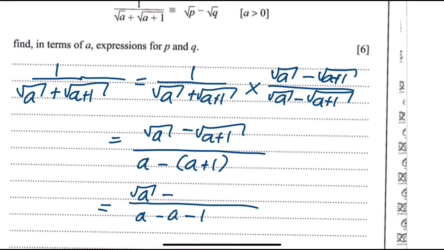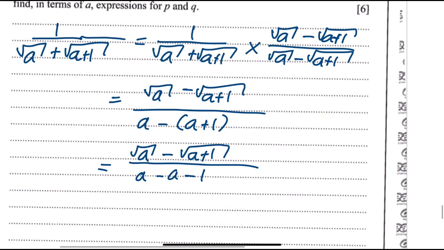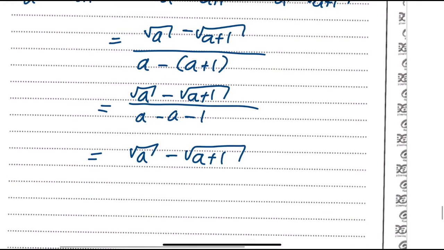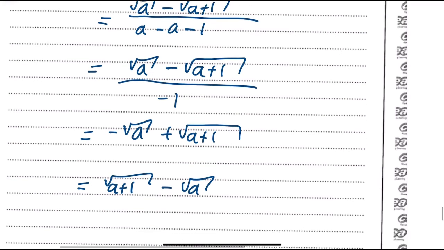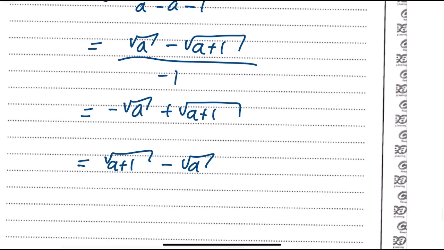Top line is root of A minus root of A plus 1, all over minus 1, which then you can sort out, and that's going to be minus root of A plus root of A plus 1, which, to write it their way, is root of A plus 1 minus root of A. So they had told us this was the same as root of P minus root of Q. So clearly P is equal to A plus 1, and your Q is equal to just A.